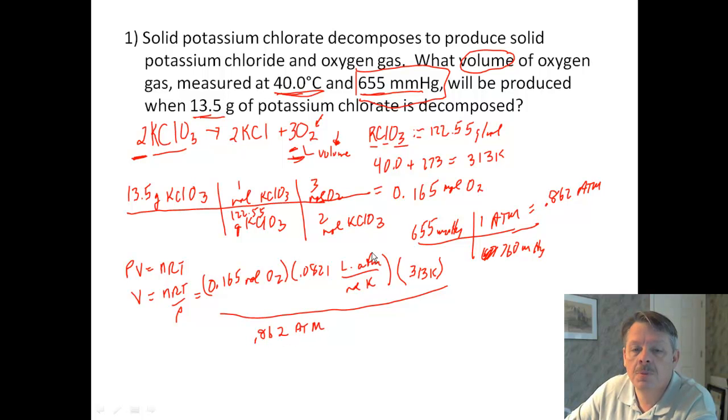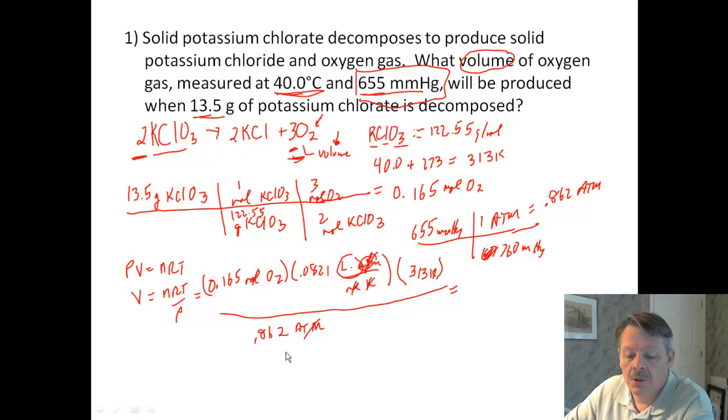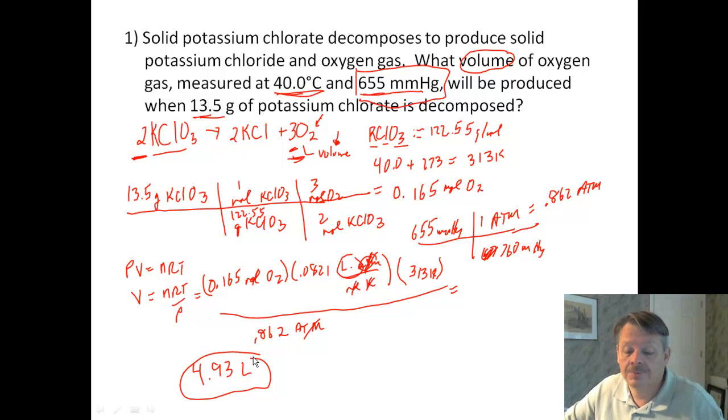Well, because up here in our R constant, it is in atmospheres. So we cancel our atmospheres, we cancel our moles, we cancel our Kelvin. So we're left with liters, which is what we want as an answer. When we do all the math out, we come up with 4.93 liters of oxygen gas. That's our answer.